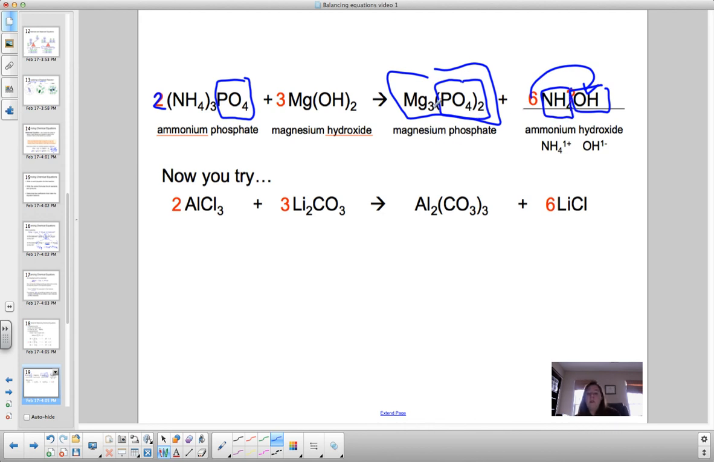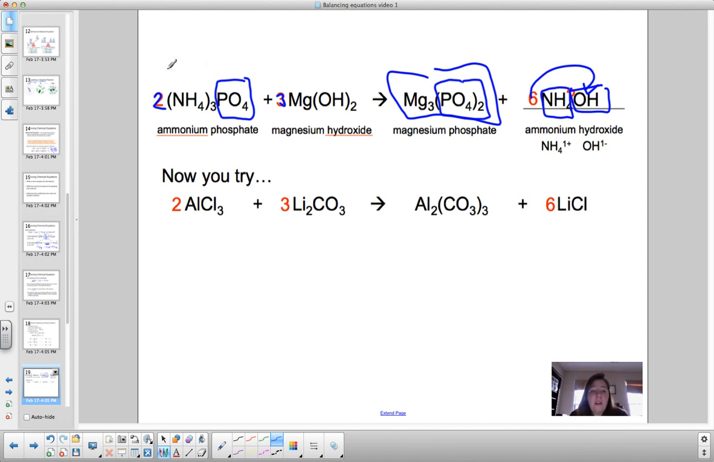Let's see, what else do we need? There were 3 magnesiums here. That means we have to go and put a 3 over here. So at the end, you need to make sure that all of these balance out correctly. Make yourself a diagram or a chart or whatever you need. Okay, you can give this one a try and see if you came up with the same type of answer.